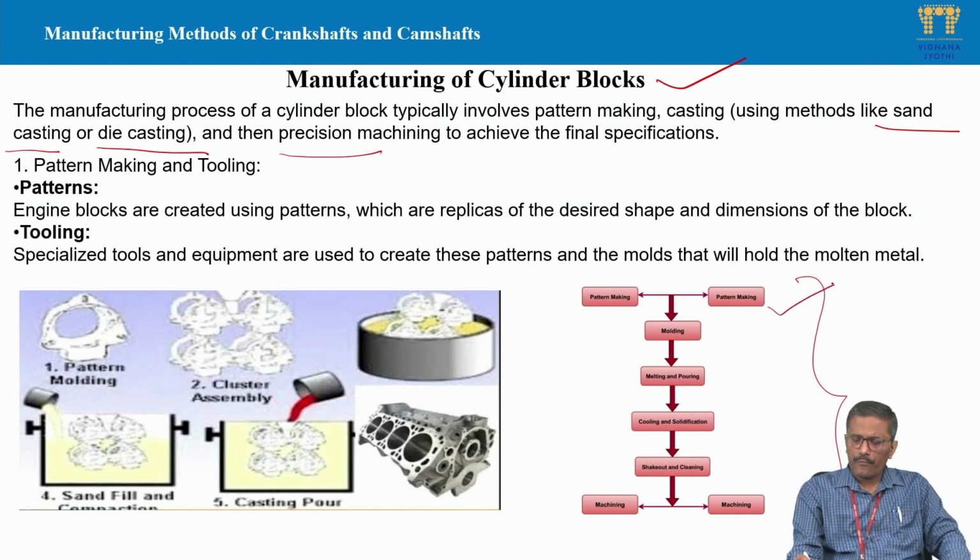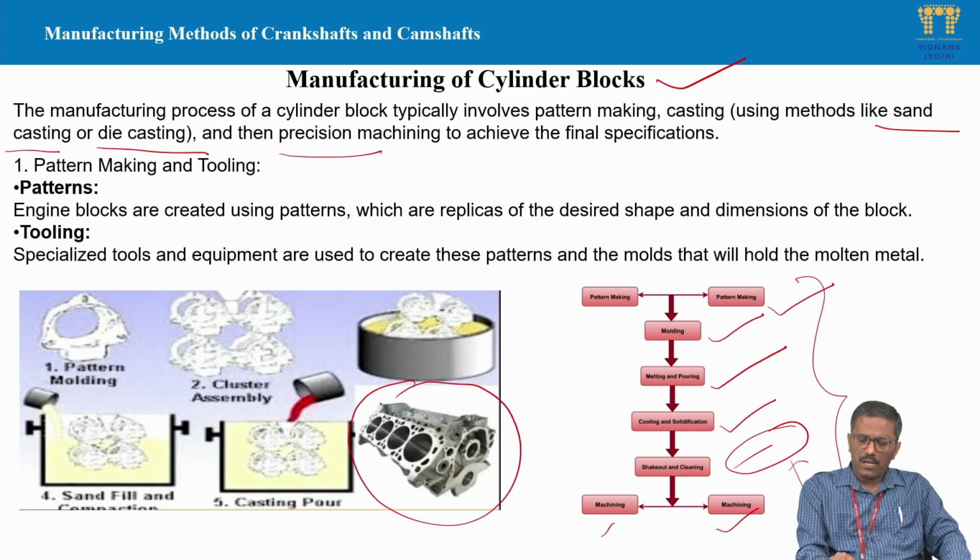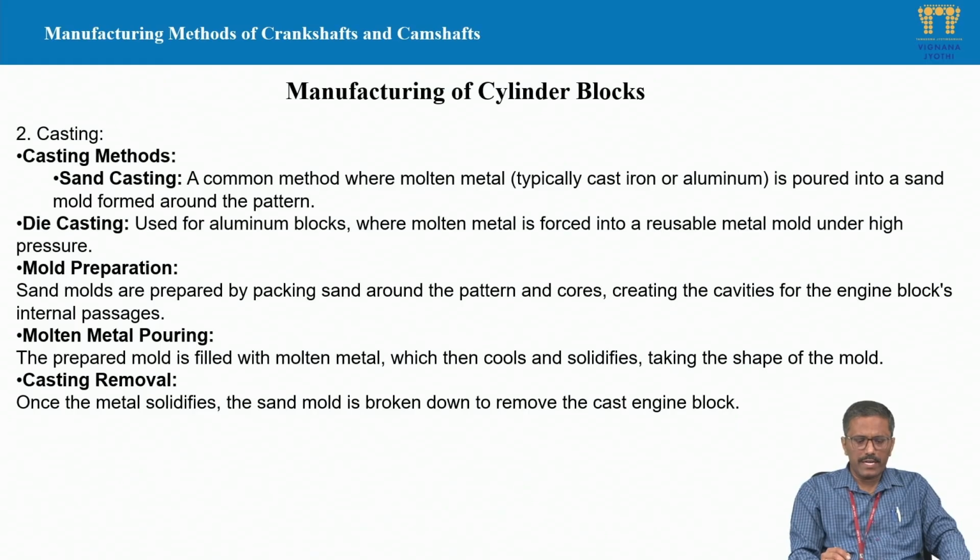First we have to do pattern making, and then with the help of the patterns we make the mold. After molding, we pour the molten metal, and we allow for solidification with the help of the cooling process, and then we shake out or clean it, so that we get the engine block. After getting the engine block, we go for machining process to get the required surface finish. This is a schematic view of an engine block which is produced from casting and then machining process. Those are the steps we already discussed.